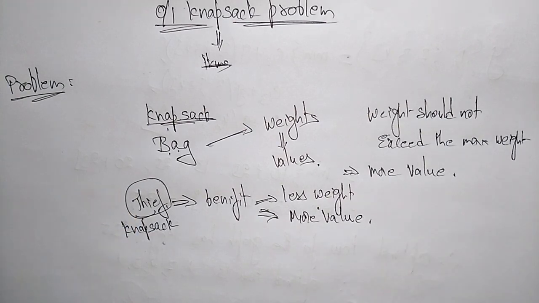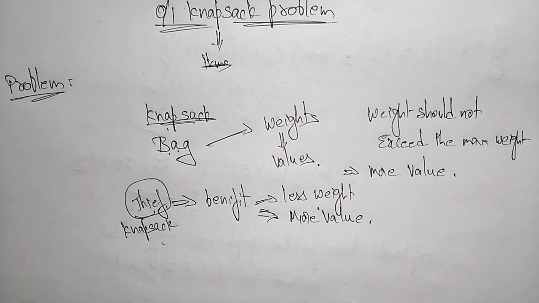Suppose a lot of chains are there; he will select some chains that should not exceed his bag's weight. If the bag is too heavy, he can't run fast, and if he doesn't run fast, he will be caught by the cops. That's why he has to maintain the weight and pick up the items that give more value. That is what we have to think about in the 0/1 knapsack problem.